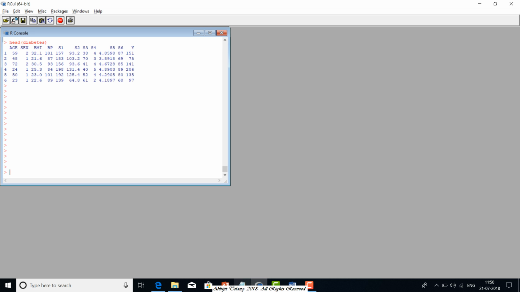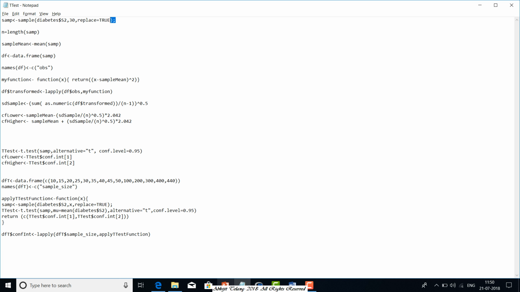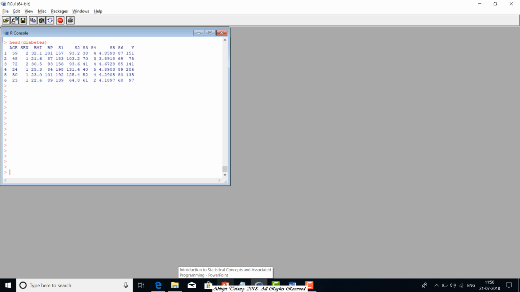So how do we take a sample? We can decide on the number of observations that we take, and I've taken this variable S2 from the diabetes database. I've decided to take 30 observations. We can take an arbitrary number of observations, and we can decide what is more appropriate. But to start with, we'll take 30 observations. And once we take the sample, this is what we got, right?